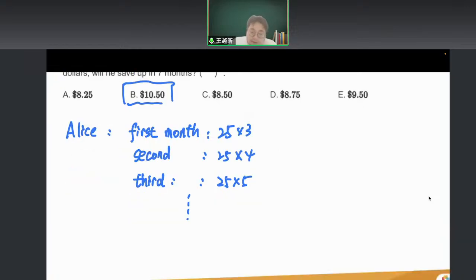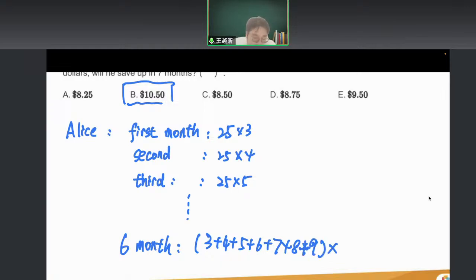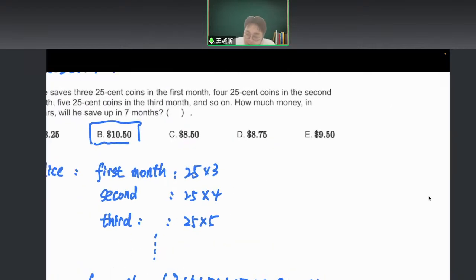We need to find out 6 months in total. So it will be 3 plus 4 plus 5 plus 6 plus 7 plus 8 plus 9, and times 25 equals 1050. So actually we have $10.50 here. Okay.